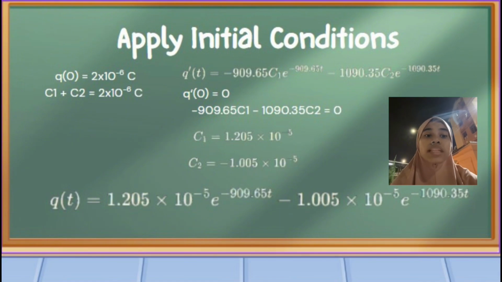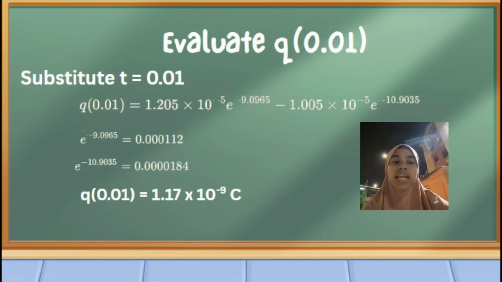So by substituting the value into the complete solution, we obtain that Q(0.01) is approximately 1.17 times 10 to the power of negative 9 coulomb. So this value is very close to zero. So it shows that the electric charge decreased very quickly within a short period of time.